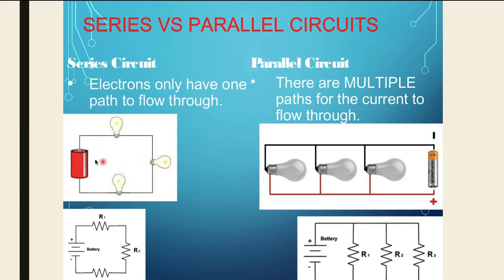With only a single path, the bulb will glow. This is a parallel circuit, in which the bulbs glow in multiple sections, which is nothing but multiple paths. This is one, two, three, four paths we have. So this has four multiple paths, which is nothing but a parallel circuit. We have a number of paths in a parallel circuit.